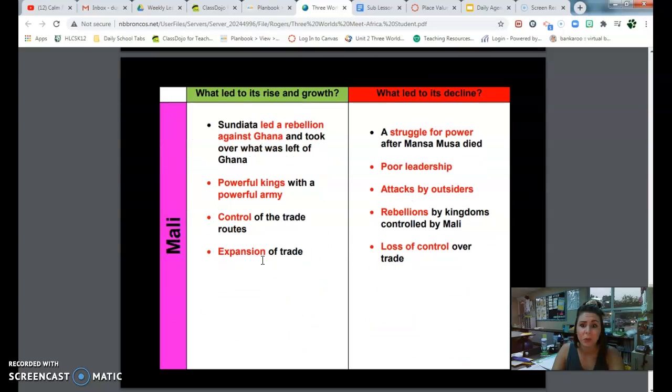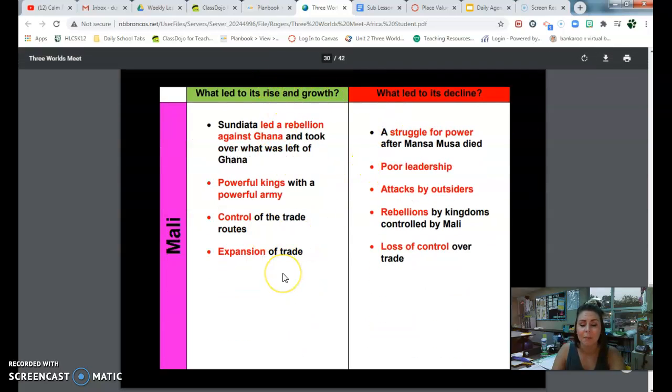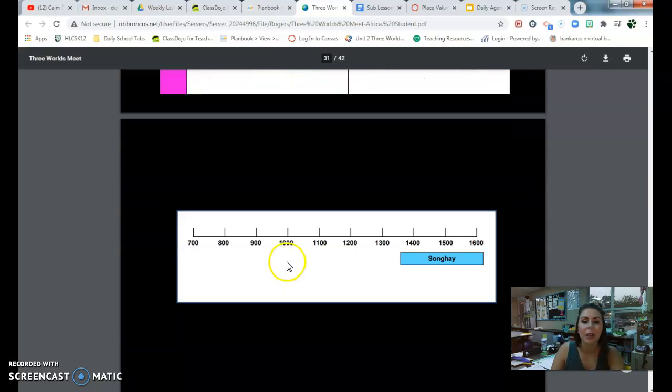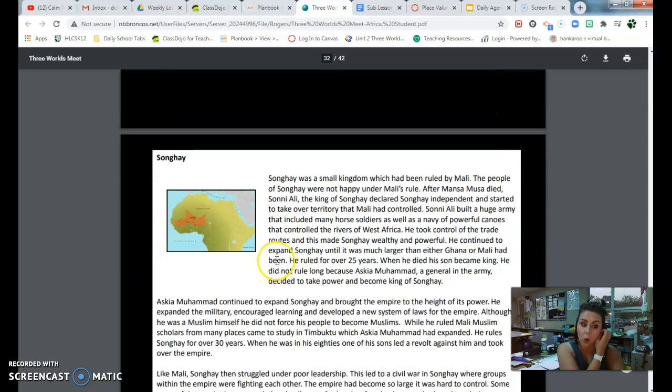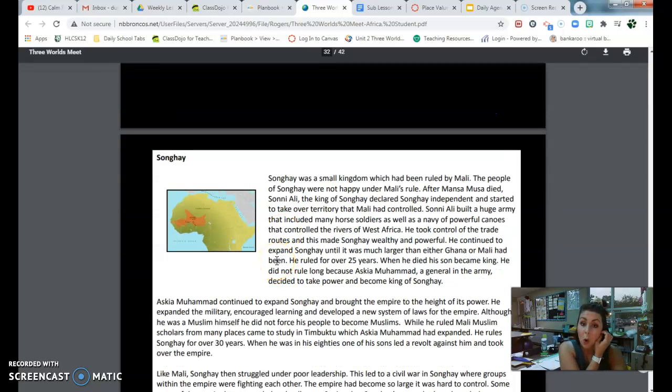We learned about how each one of them rose to power, how each one of them declined in power, and how they were really looking for control over the salt and gold mines.